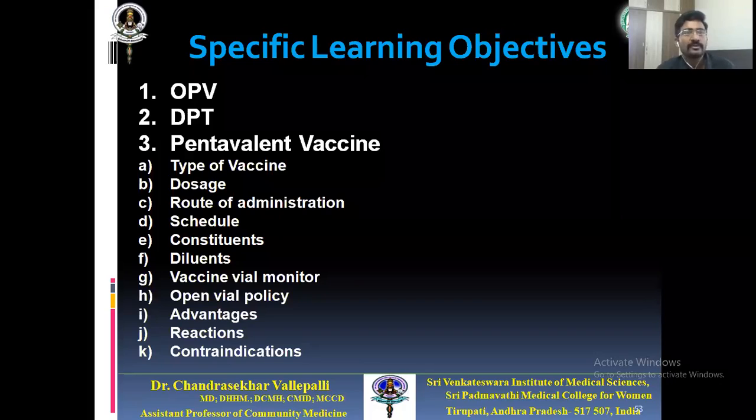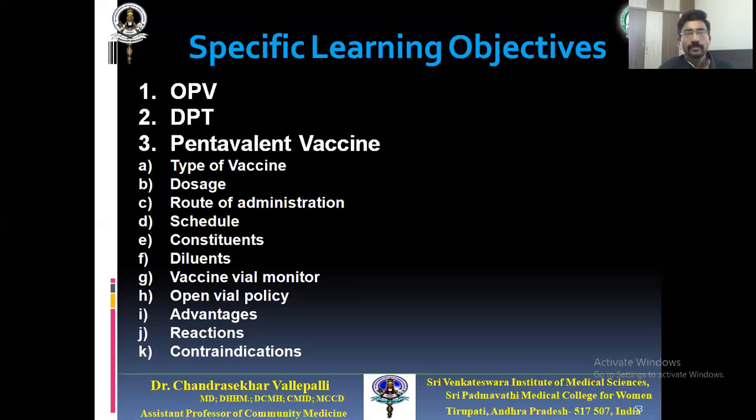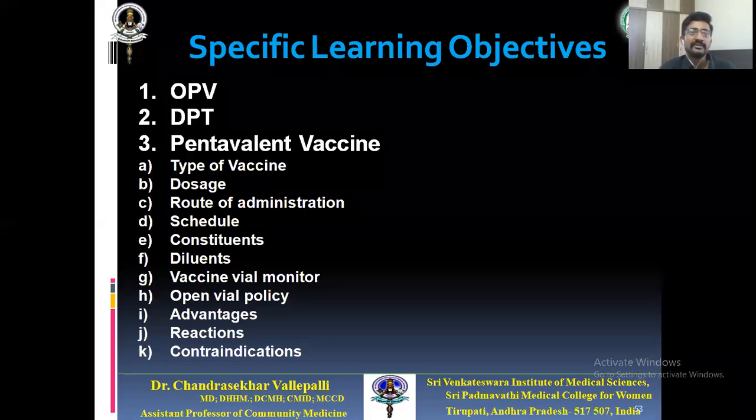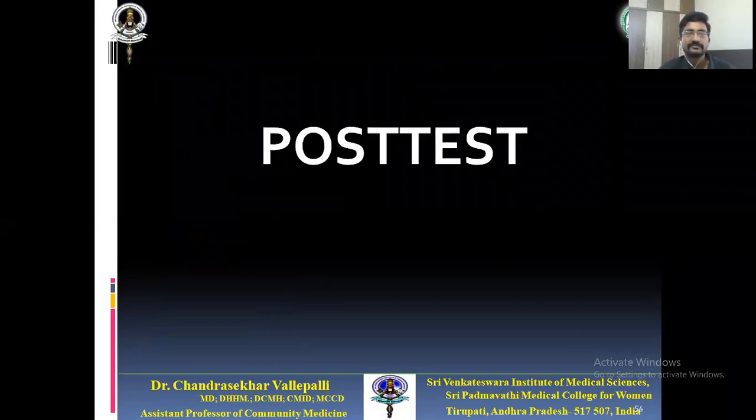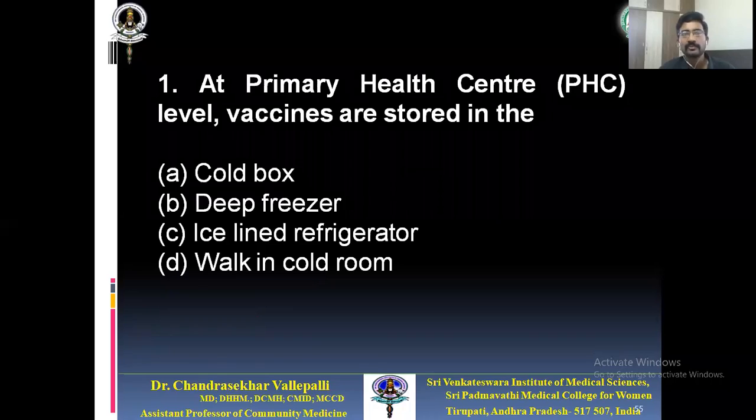Okay, no problem. So we discussed these 3 vaccines, OPV, DPT and pentavalent vaccine, with the different subheadings: type of vaccine, dosage, route, schedule, constituents, diluents, VVM, vaccine open vial policy, advantages, reactions, and different contraindications, right? Okay, so we'll go with the post-test. You might have learned something in this lecture, so we'll go with a small, quick post-test.